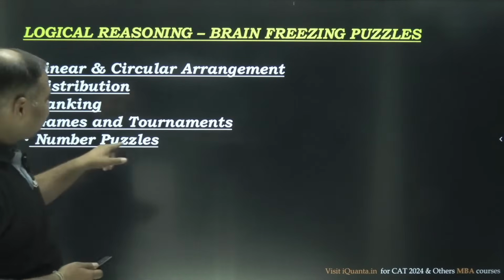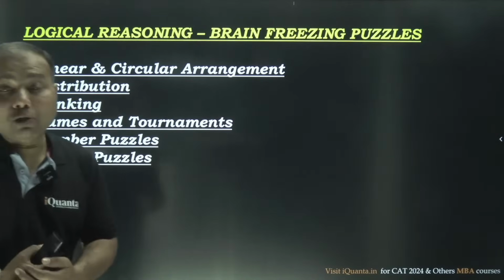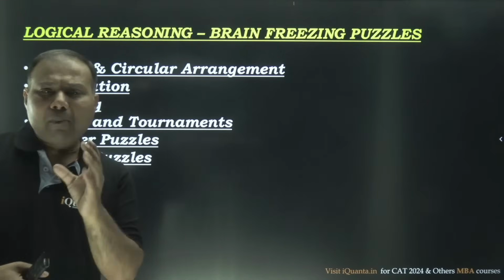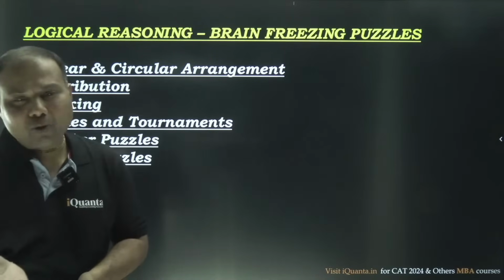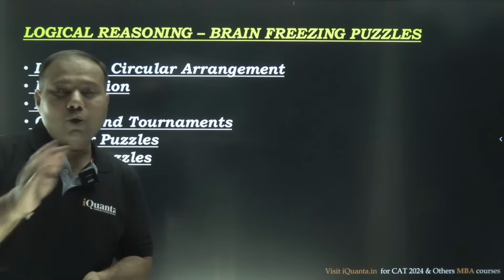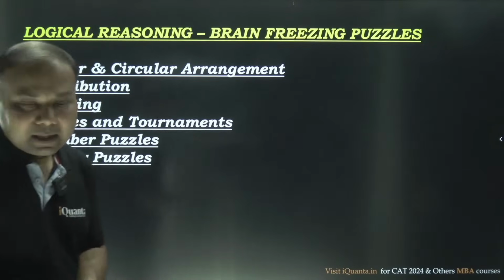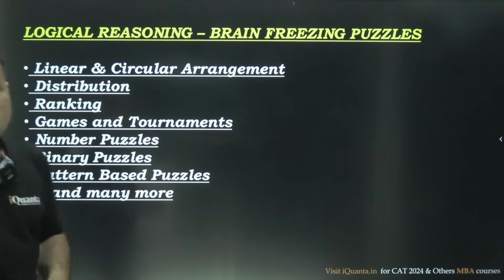So number based puzzles, and number puzzles is one such thing, and binary puzzles is also one thing. What is a binary puzzle? I hope many of you know. In binary puzzles, binary means you know that 0 or 1, either it will be or it will not be, yes or no. Basically truth, if someone is telling truth or someone is telling lie. So truth or liar, all these things are there. And then some pattern based puzzles and many more varieties are there.